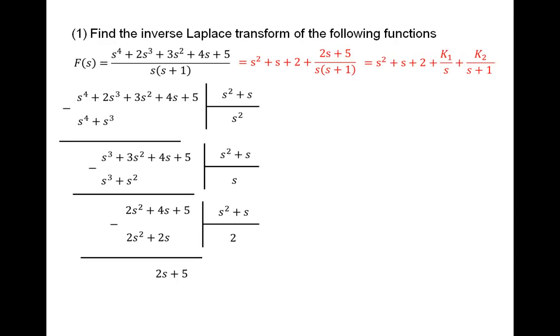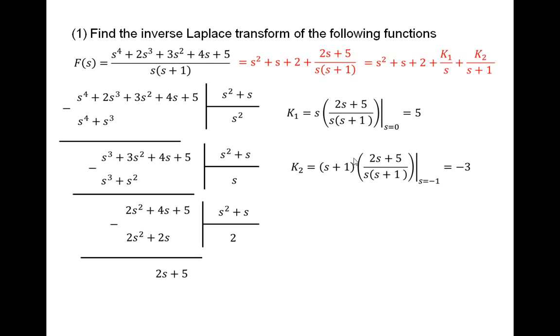Using the partial fraction expansion, I will have s squared plus s plus 2 plus k1 over s plus k2 over s plus 1. I need to find the values for k1 and k2. The value of k1 is equal to s multiplied by the fraction, when s equals 0, thus the value of k1 is equal to 5. In a similar way, the value of k2 is equal to minus 3. So the simplified F of s is equal to s squared plus s plus 2 plus 5 over s minus 3 over s plus 1.